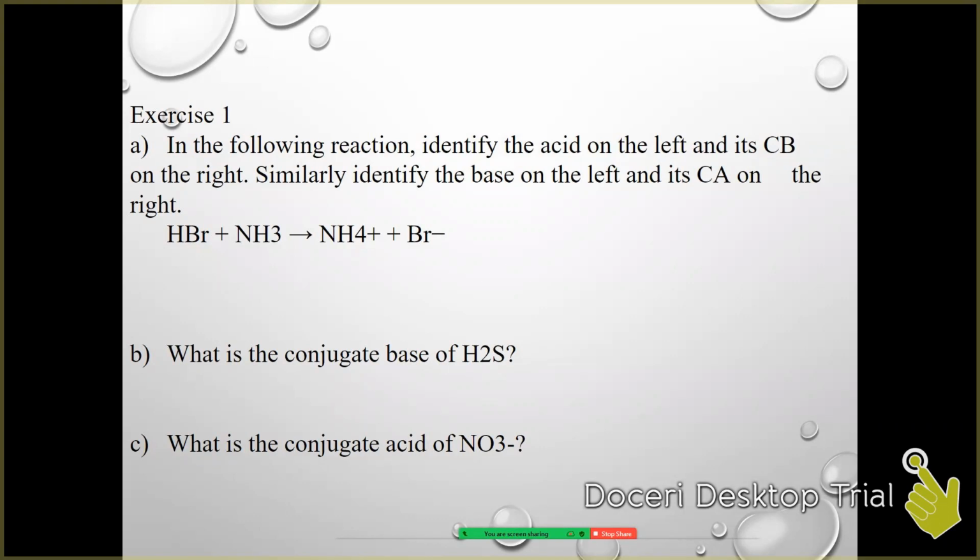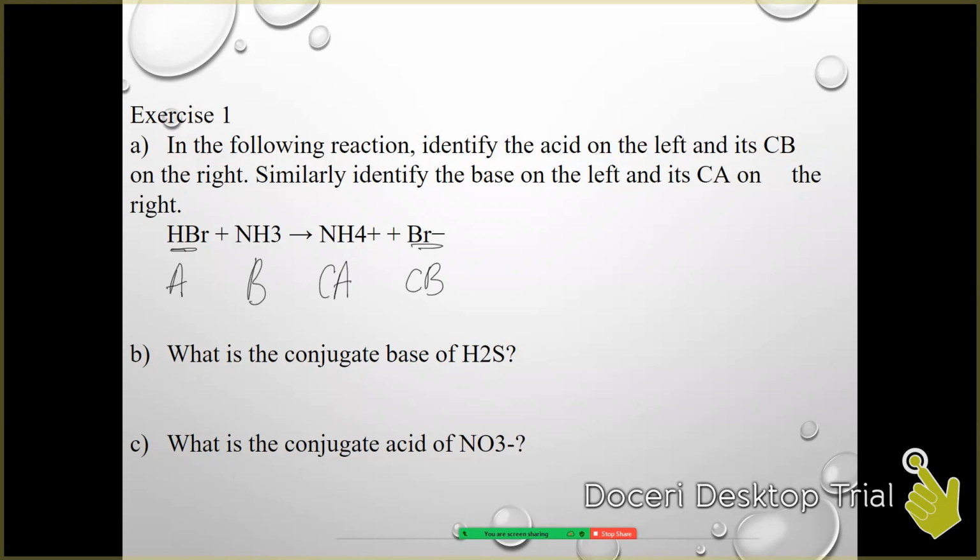So if we look at our HBr, it goes from HBr to just Br-. So it's the one that donated a proton as a hydrogen ion. So this would be my acid, and it becomes your conjugate base. And then here my ammonia went from NH3 to NH4+. So it accepted. So this is my base, and this is its conjugate acid.